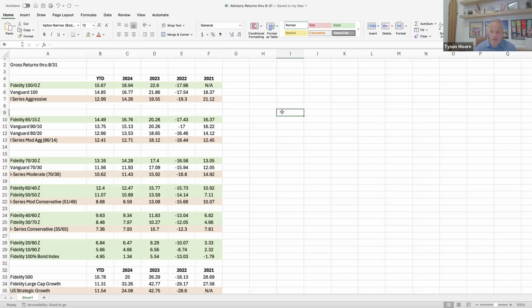And if you go down to the moderate growth category, you'll see kind of the same thing. We're 1 or 2% better across the board compared to Vanguard and I-Series. It's not apples to apples. Vanguard has an 80% stock and a 90%, where I-Series and Fidelity are closer to 85, 86.